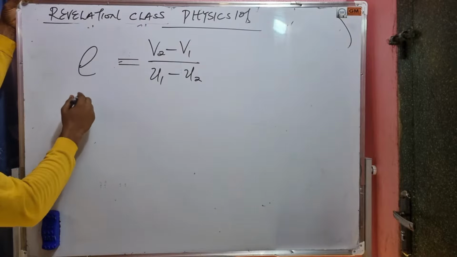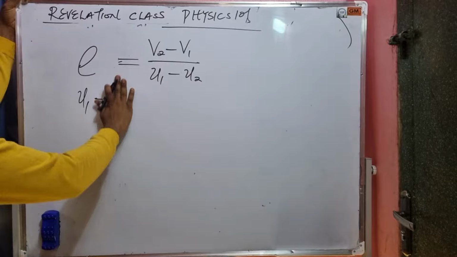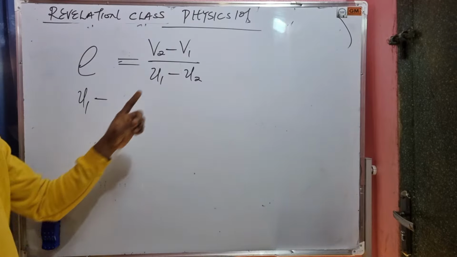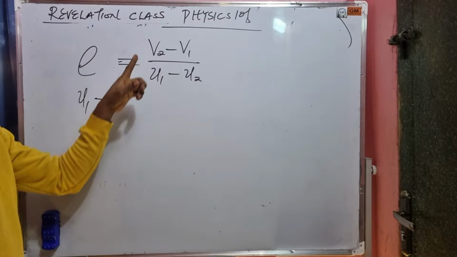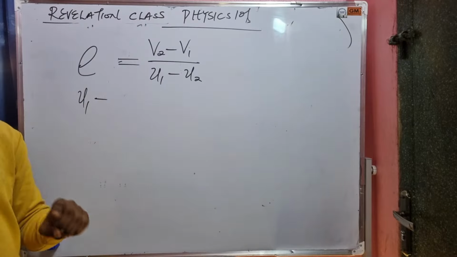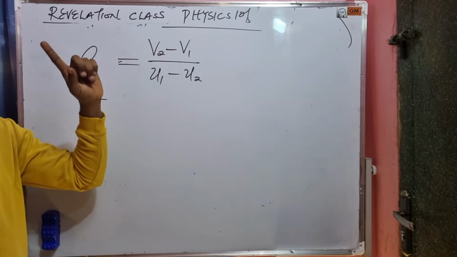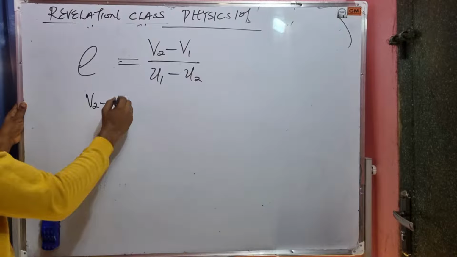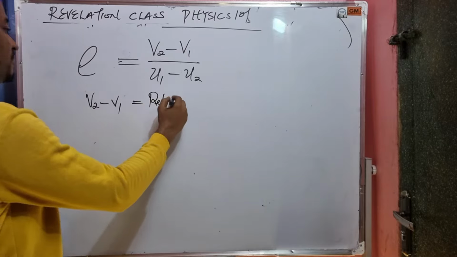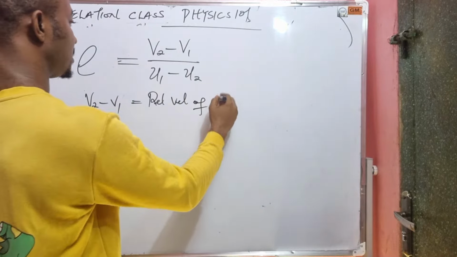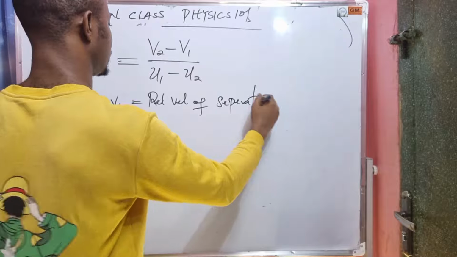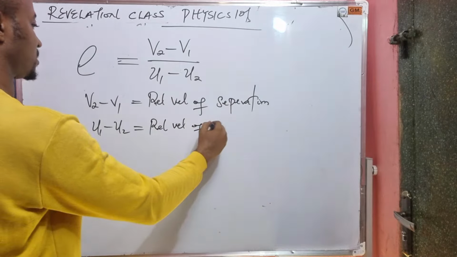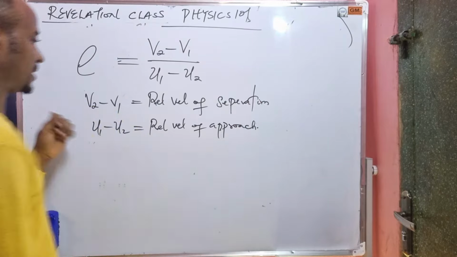All right, so what do we do first? Let me just dictate them. U1 means initial velocity of the first mass. U2 means initial velocity of the second mass. V2 means final velocity of the second mass. V1 means final velocity of the first mass. V2 minus V1 is the relative velocity of separation. U1 minus U2 is the relative velocity of approach. Don't forget, of approach.